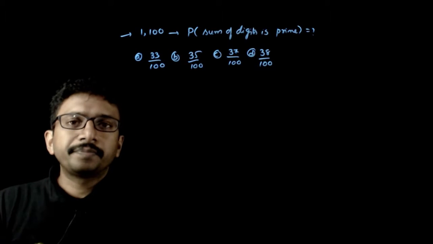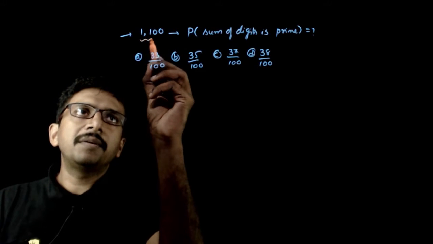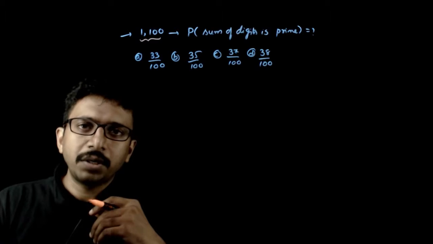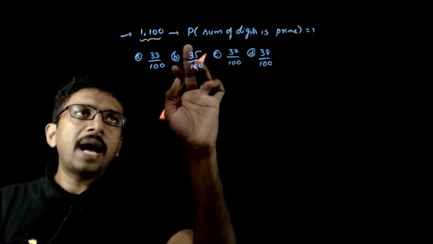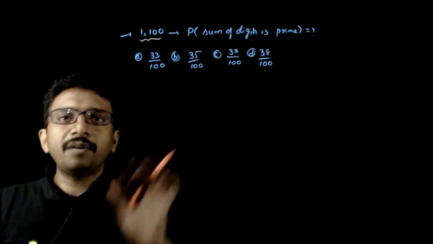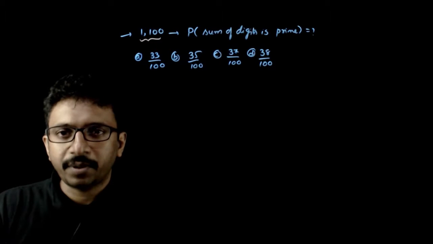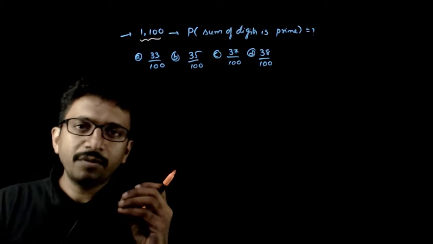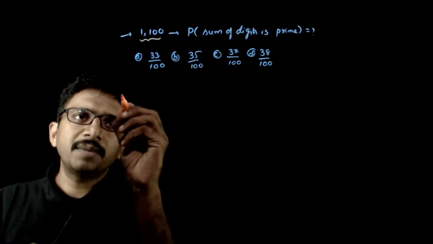Welcome students. In this question you are given that you have selected a number from 1 to 100. You are asked to find the probability that the sum of the digits of the number selected is a prime number.